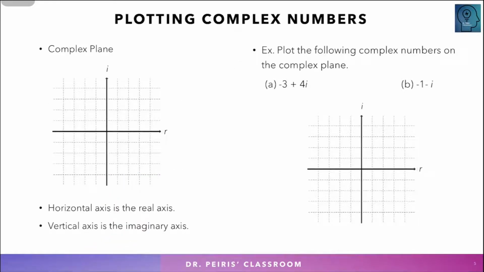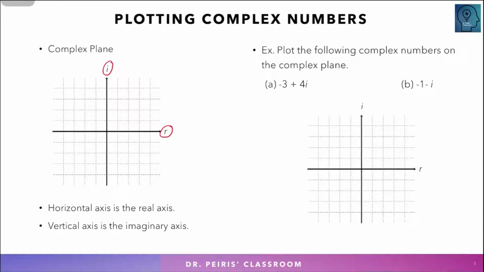Now let's see how we plot complex numbers. To plot complex numbers, we need to use the complex plane. In the complex plane, the horizontal axis is the real axis, which corresponds to the real part of the complex number. And the vertical axis is the imaginary axis, and we use the letter i, which corresponds to the imaginary part of the complex number.